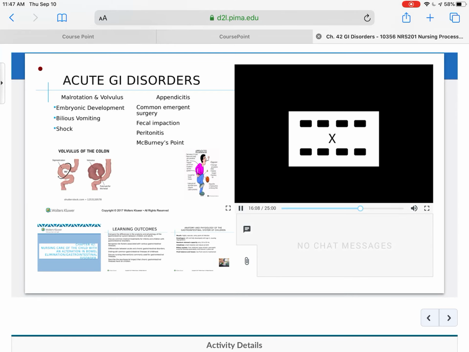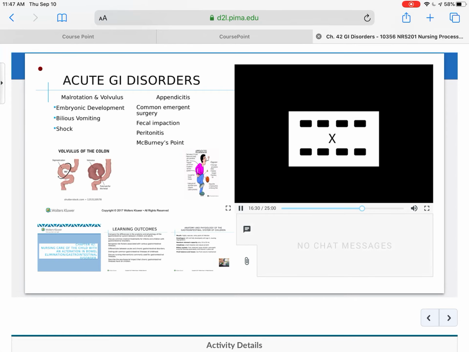If it's not taken care of, you can have perforation, and usually in kids under 2, we see a lot of the perforation. That fecal material is going to cause some peritonitis when that appendix bursts. Surgical emergency, you need to take it out.